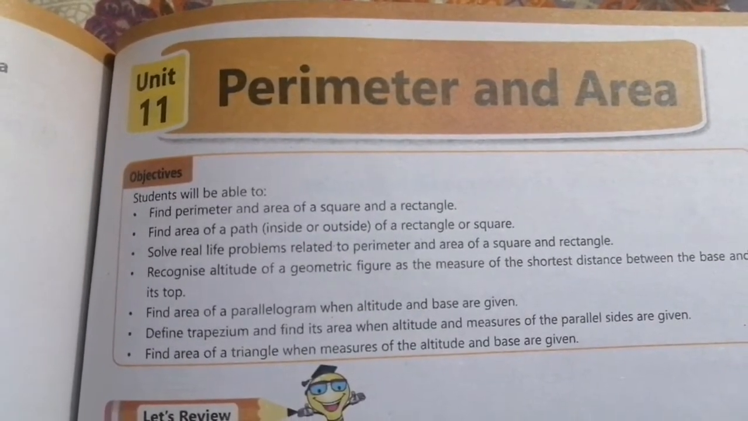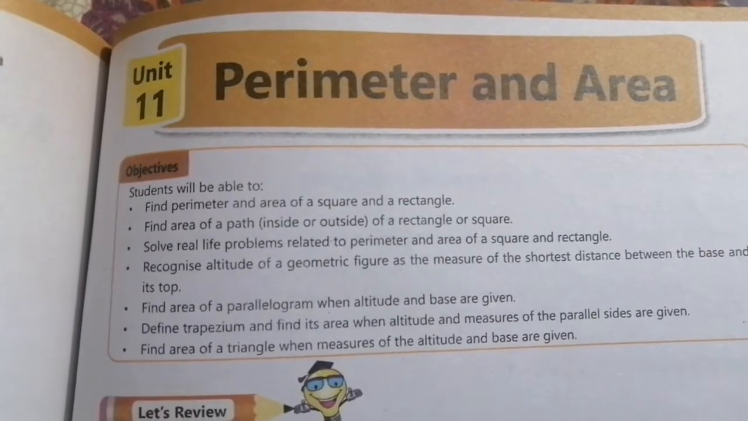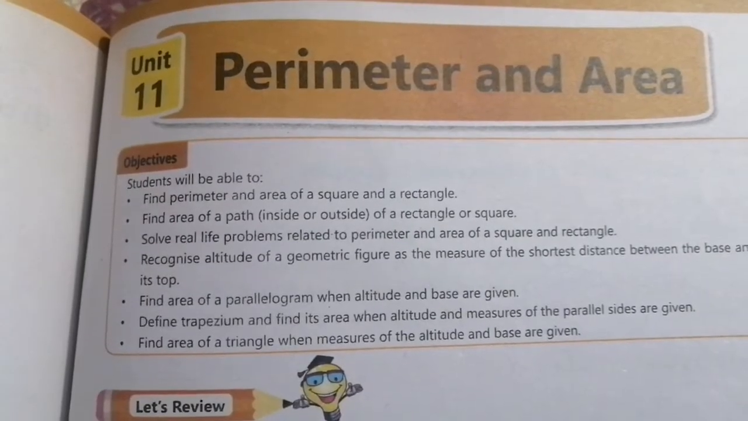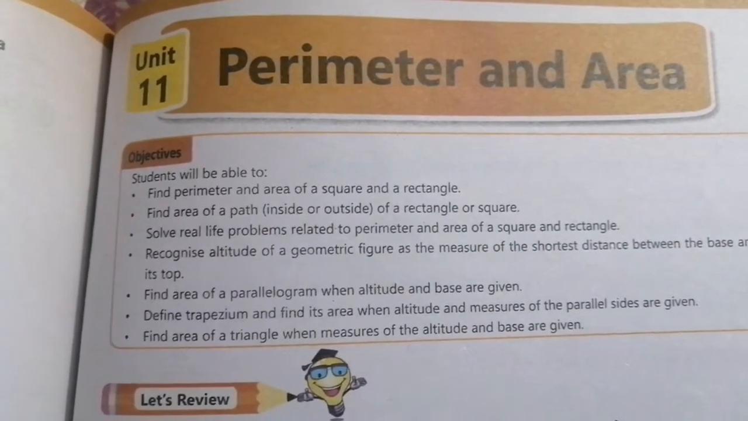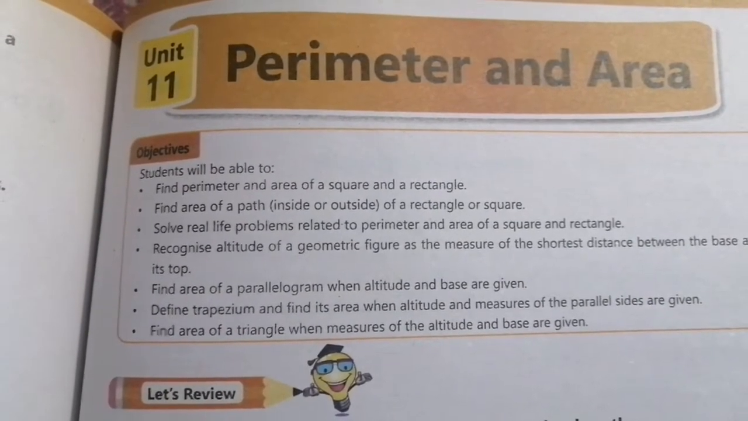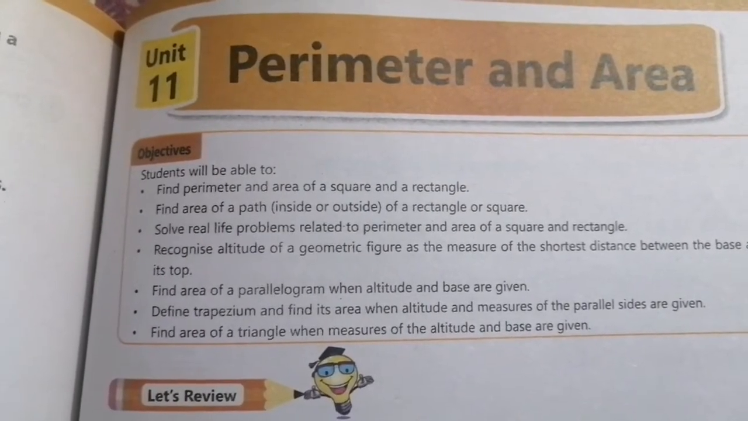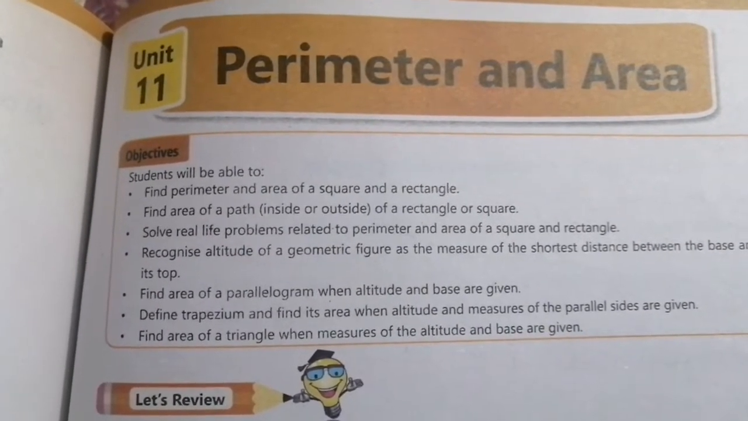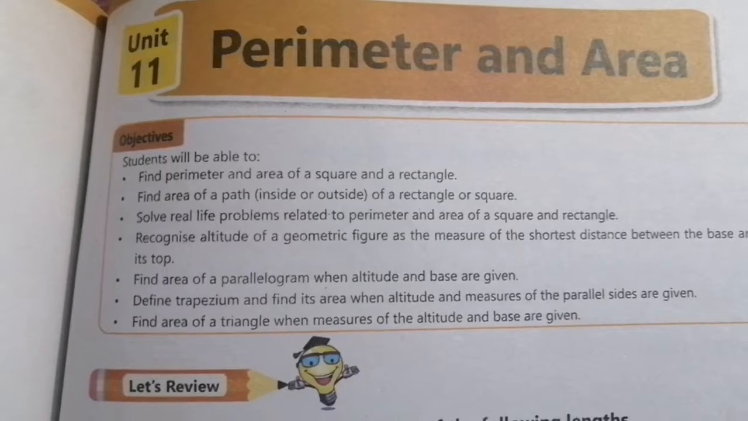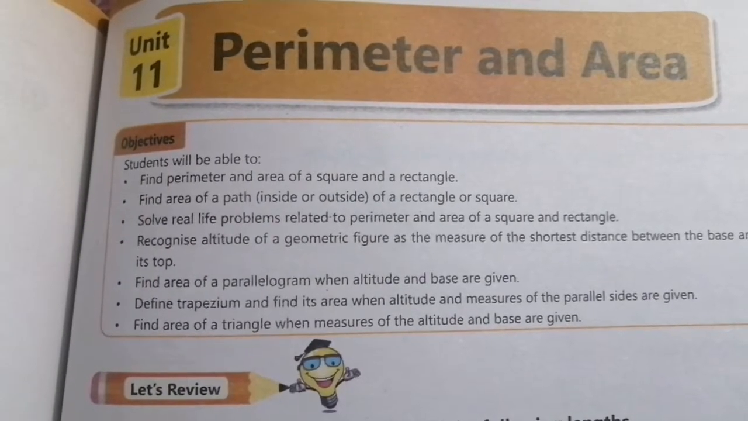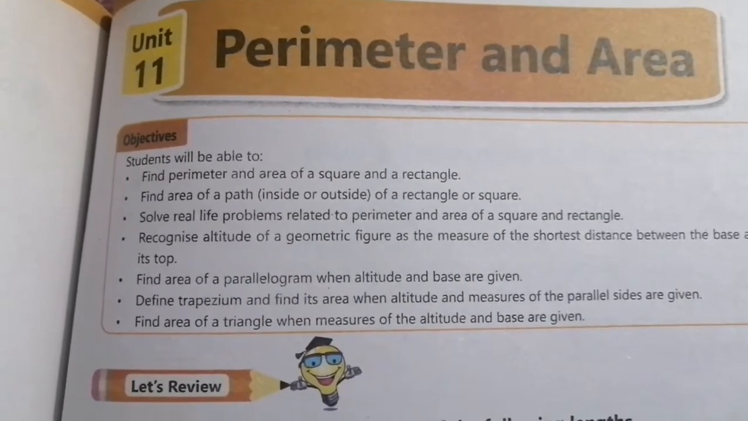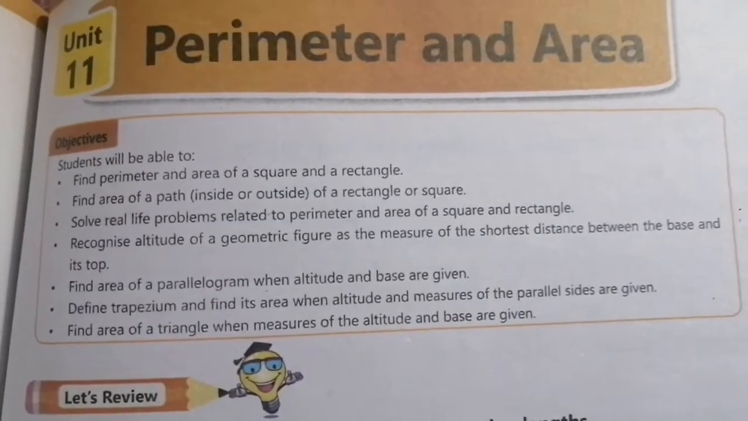As we have already studied in our previous class, the area and perimeter. The area of a square: because the square has all four lengths equal, its area will be length into width, that is, length into length. And the perimeter will be the sum of all the sides, L1 plus L2 plus L3 plus L4, that is equal to 4 into L. So we will see.